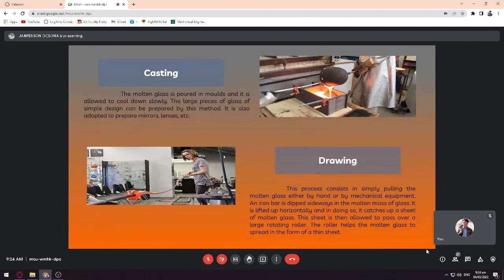Next is drawing. This process consists in simply pulling the molten glass either by hand or mechanical equipment. An iron bar is dipped sideways in the molten mass of glass. It is lifted up horizontally and in doing so, it catches up a sheet of molten glass. This sheet is allowed to pass over a large rotating roller. The roller helps the molten glass to spread in the form of a thin sheet.